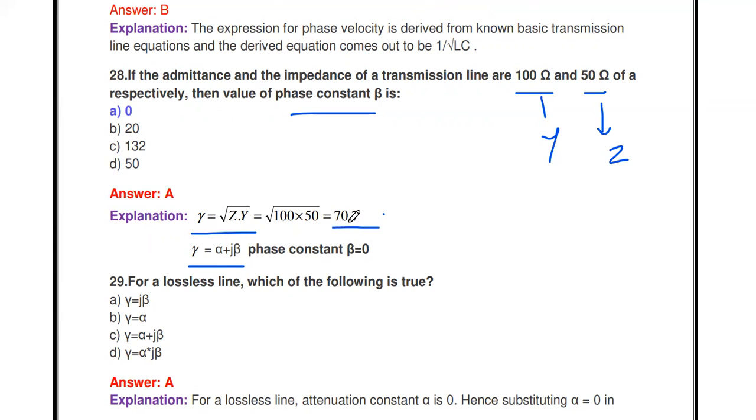So you see the answer for propagation constant consists of only a real part. There is no imaginary part. Real part means what, this 70.7? It's an attenuation constant. So there is no imaginary part, and that's why the phase constant beta equals 0. If the impedance and admittance values are both real, meaning the impedance and admittance of the transmission line are real quantities, then the phase constant is 0, irrespective of the other things.